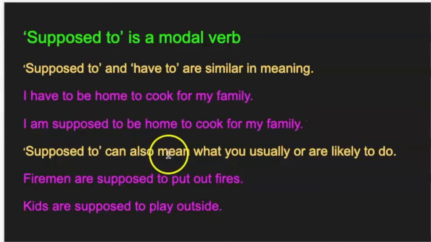Supposed to can also mean what you usually or are likely to do. So here for an example, firemen are supposed to put out fires. Kids are supposed to play outside.